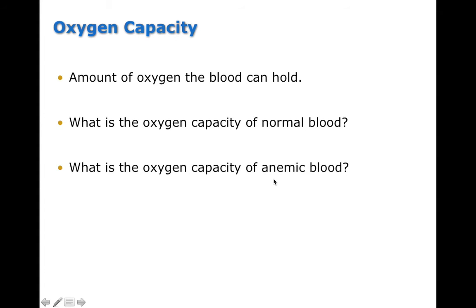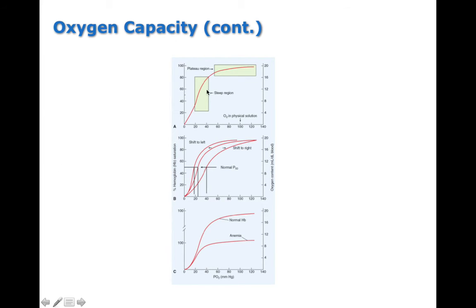And with anemia, it could be as low as like 10 or even less. So you're saying that you actually might carry half as much oxygen in blood if you have anemia. So if you look at these different curves here, this is showing the oxygen hemoglobin dissociation curve. And let's just focus on curve A first.